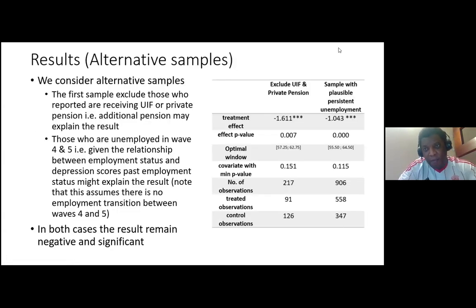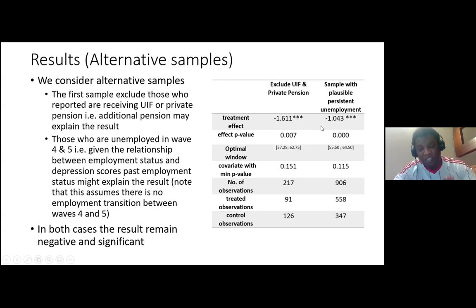So we now start to check the robustness of the results. The first thing we thought of is that it's possible for some people to actually be receiving private pension or UIF. So we exclude them from the sample and did the analysis again. The result is still similar, but the effect is larger. It's still negative and significant.